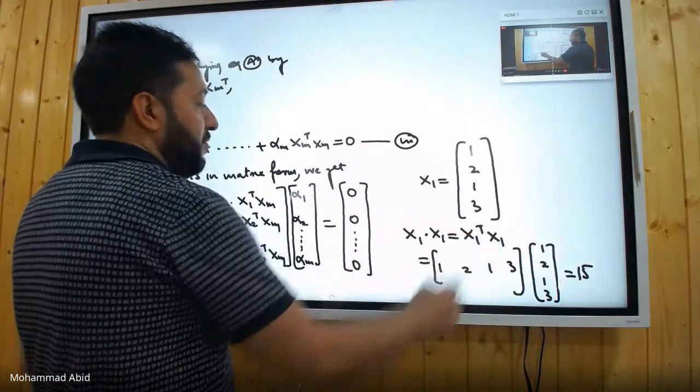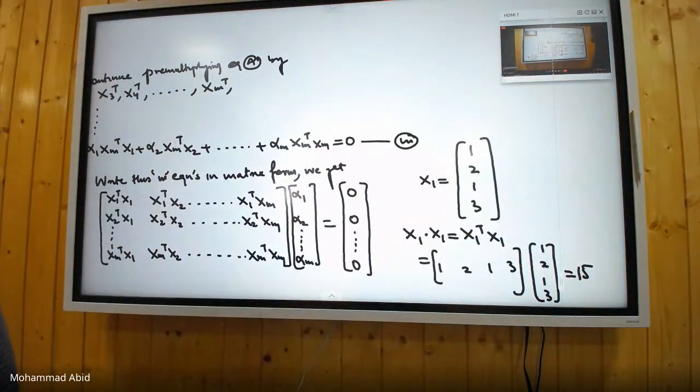So this x1 transpose x1 is actually the dot product of x1 with itself, x1 with x1. This is by definition how we define the dot product of two vectors. Similarly, x1 transpose x2 is actually the dot product of x1 with x2. This is just for your information I am telling you, each term here represents the dot product of vectors. Otherwise, it has got no significance as far as the problem that we are solving. Okay.